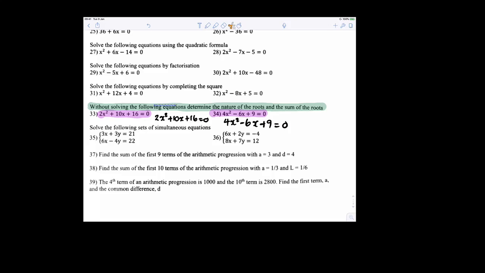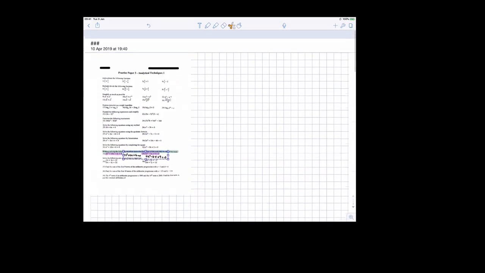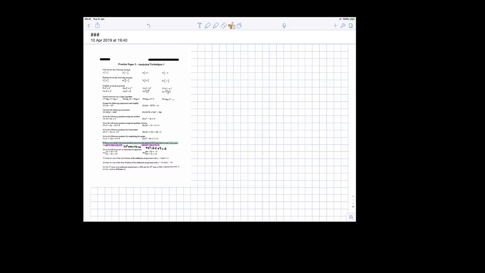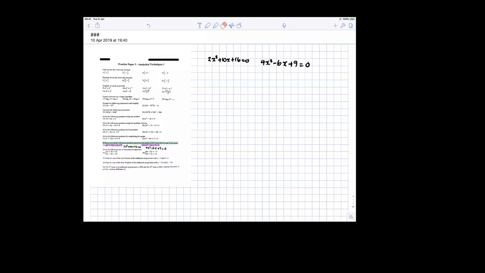I'm going to select them, copy them, and move it to a place where I can work them out. So let me put them here. Okay, make them bigger, like so. I'll get rid of them too, and then maybe move this one further down and leave this one up here. So let's start off with this one.